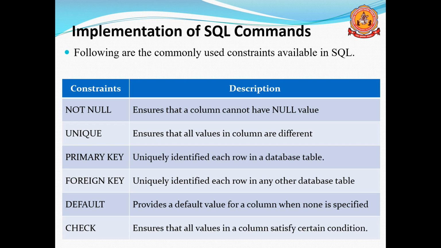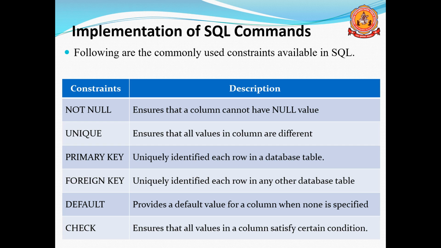The next one is the UNIQUE constraint. The UNIQUE constraint ensures all values in a column are different. If you enter the same value twice in a column, it won't accept it. In UNIQUE, all the values should be different.